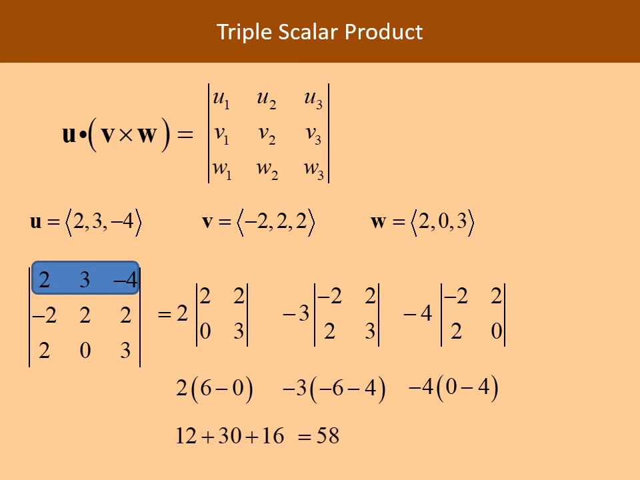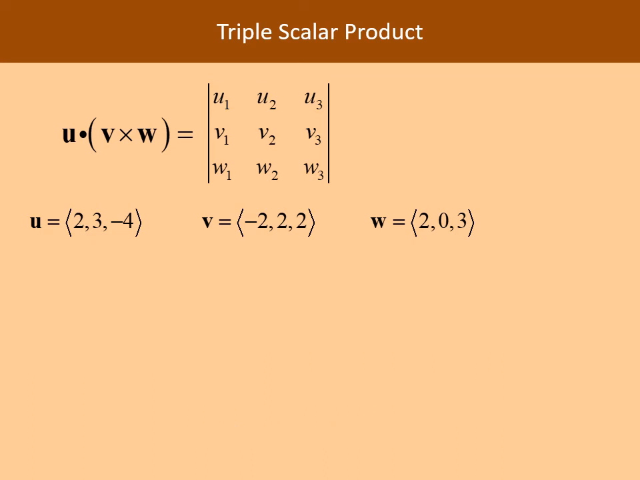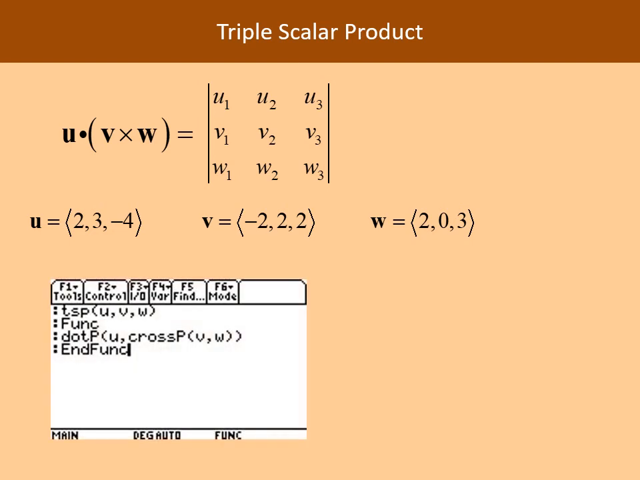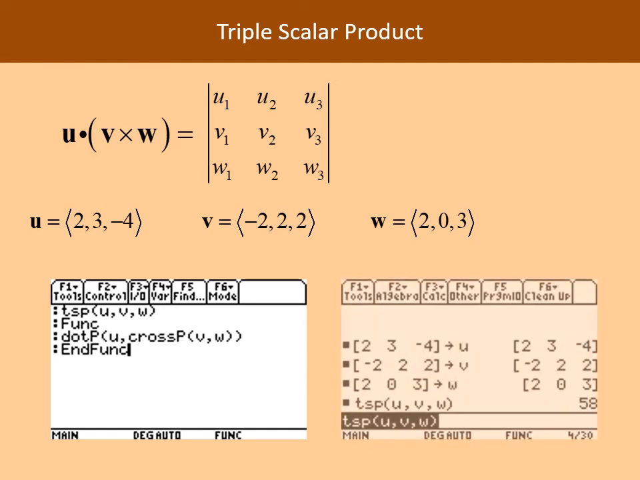Now, another way of doing the triple scalar product is to have a program on our calculator that does the triple scalar product. I've created one called TSP. You can probably figure out what TSP stands for. And this could be used to do a triple scalar product.